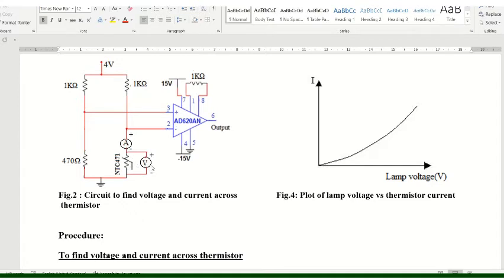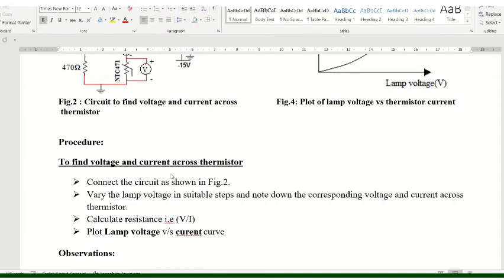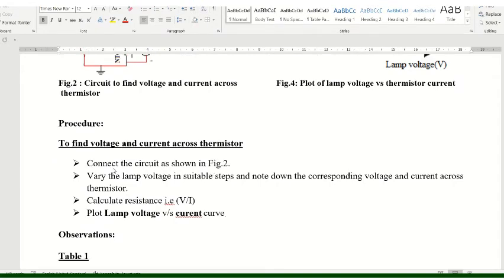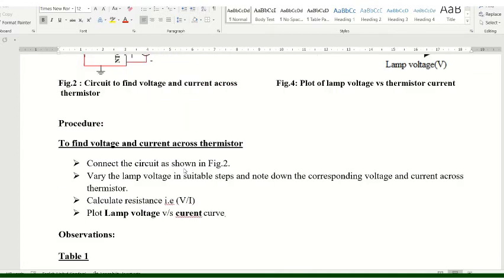So we are just observing the voltmeter connected across the thermistor and the ammeter to observe the current flowing through this arm. Okay. So in order to conduct this experiment to find the voltage and current across the thermistor, the first thing is to connect the circuit as shown in the diagram. According to this circuit diagram, the connections are made. Now vary the lamp voltage in suitable steps and note down the corresponding voltage and current across the thermistor.